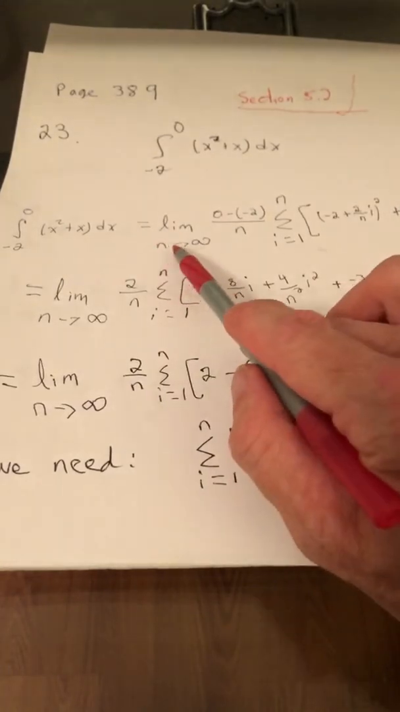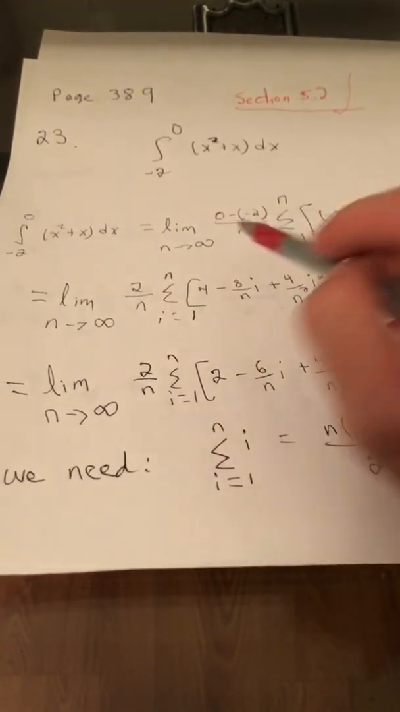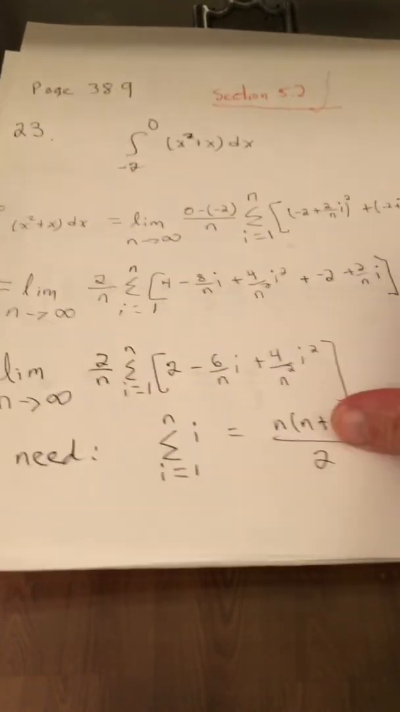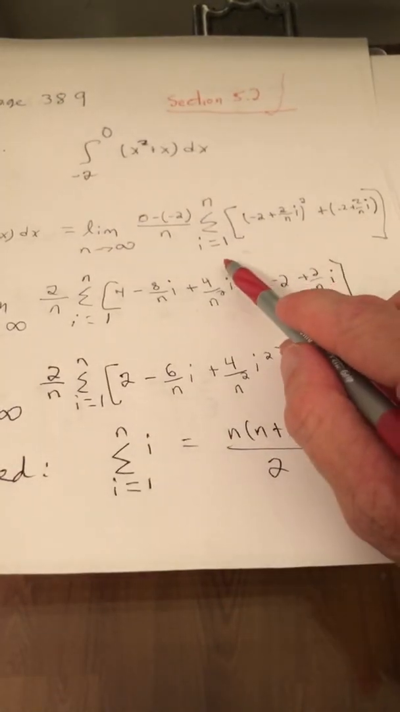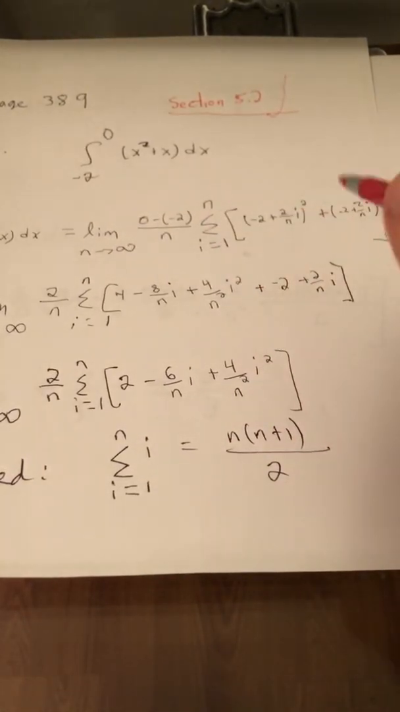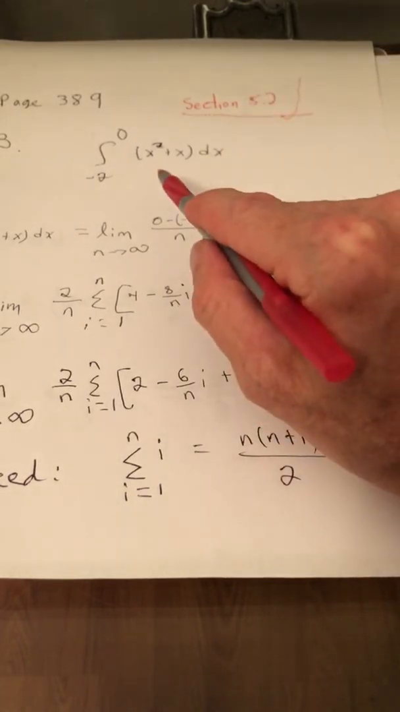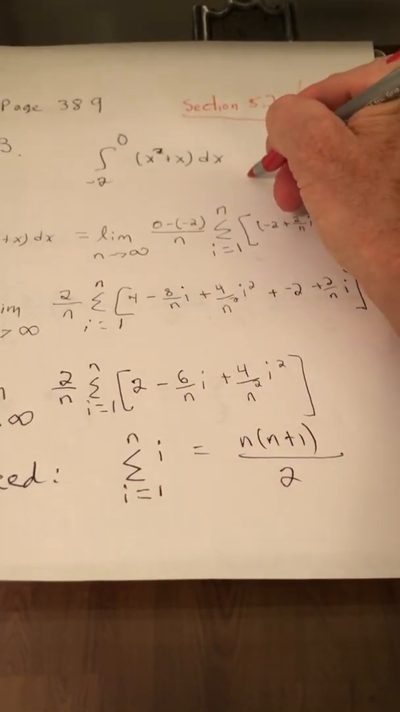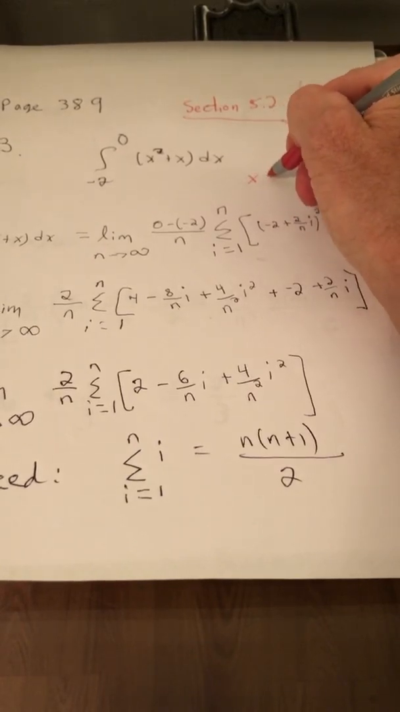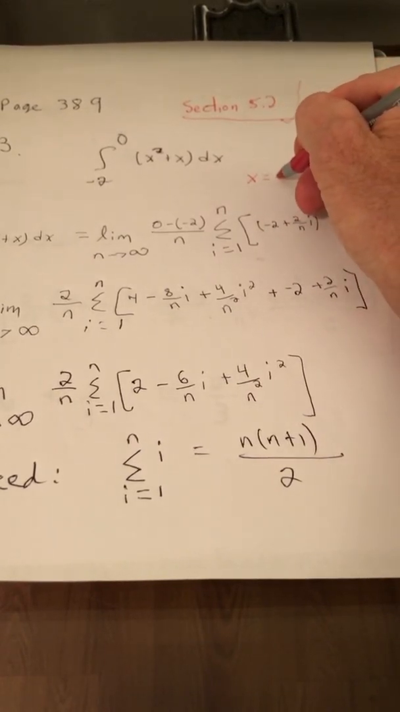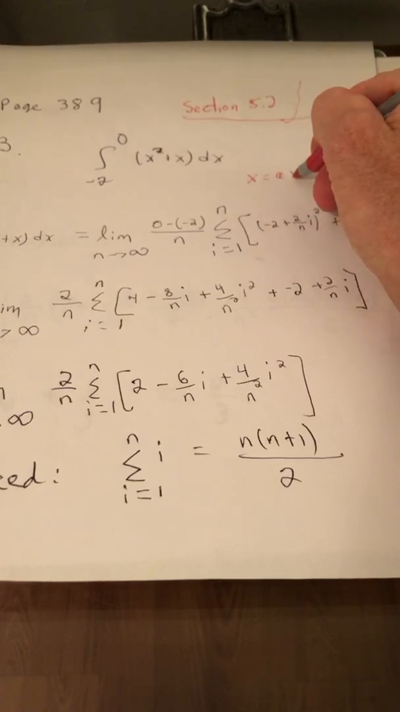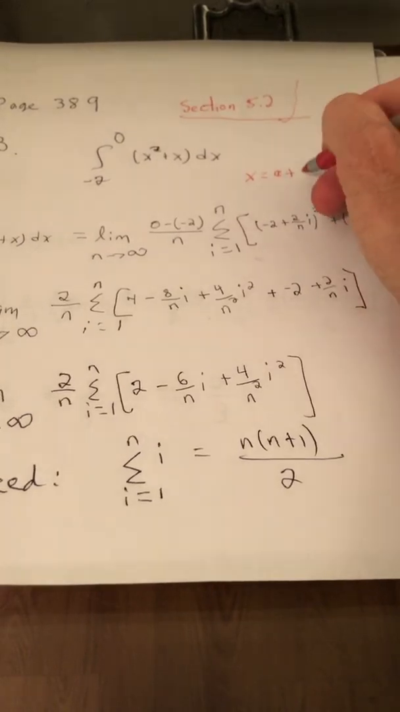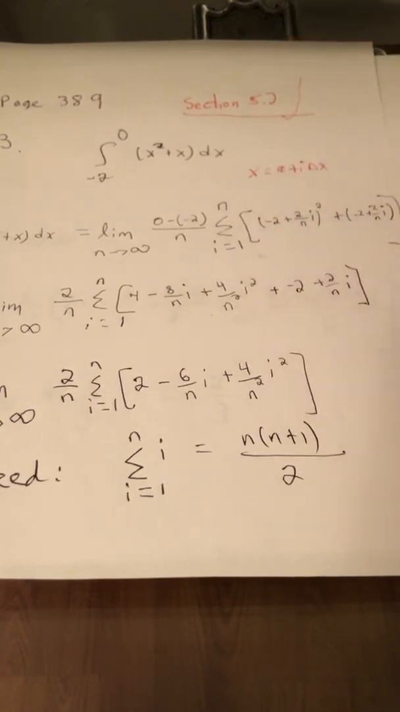So we have the limit as n goes to infinity of (b minus a) over n. Now we have the summation, i equal to 1 to n. And in place of x, what are we doing? x is a plus i delta x, and i goes from 1 to n.